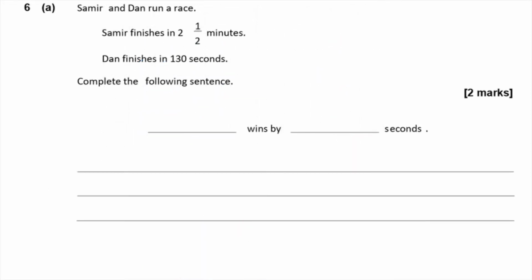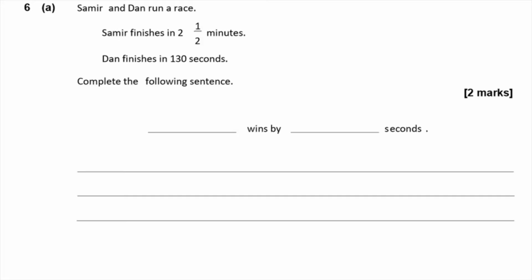Question 6a, Samir and Dan run a race. Samir finishes in 2.5 minutes. Dan finishes in 130 seconds. Complete the following sentence. Blank wins by blank seconds. Okay, so we need to know who is faster out of Samir and Dan. The issue is that one's in minutes and one's in seconds. So we need to get them both in the same units.